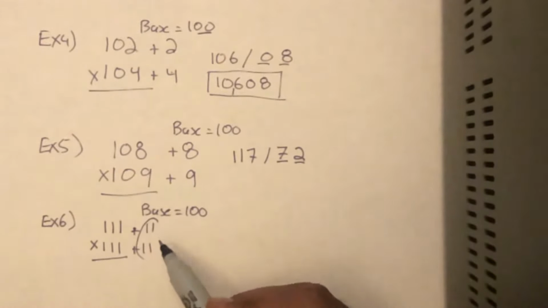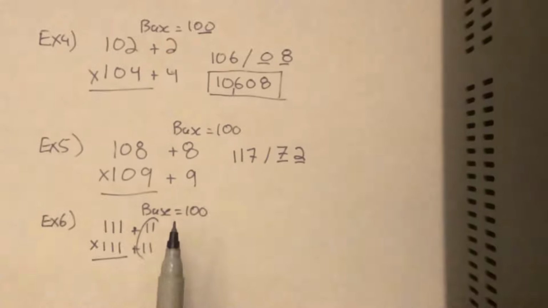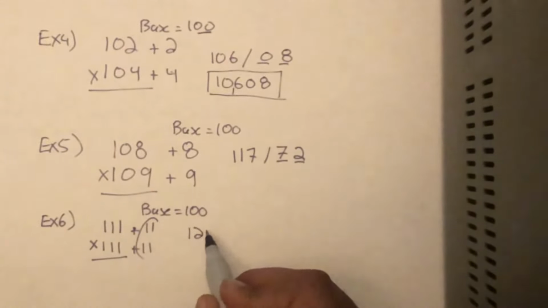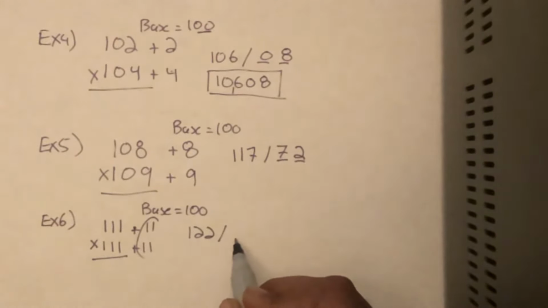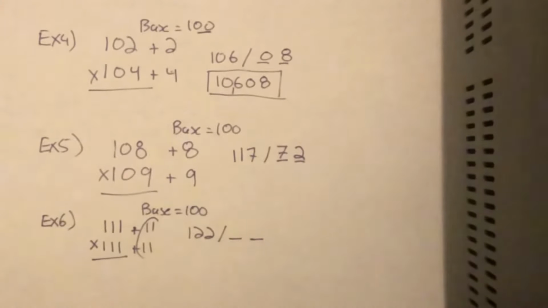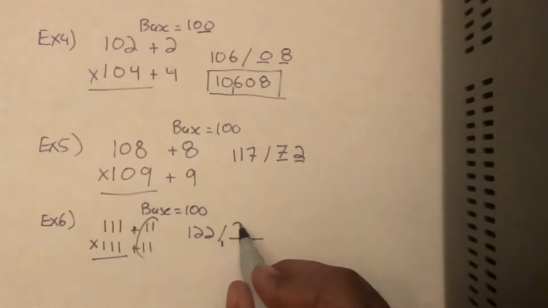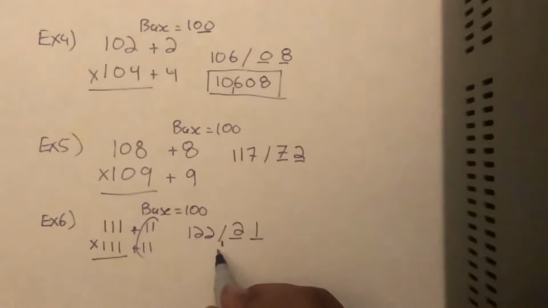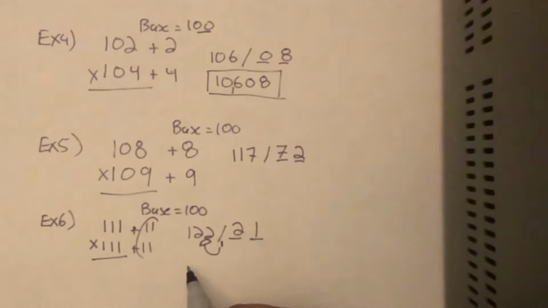11 plus 11 is 22. I'm going to say 100 plus 22 is 122, so I like that way for this problem. I'm going to put 2 spaces here. What's 11 times 11? 121. Remember, I can only have 2 spaces. This needs to get carried over. 122 plus 1 is 123. So 1, 2, 3, 2, 1.